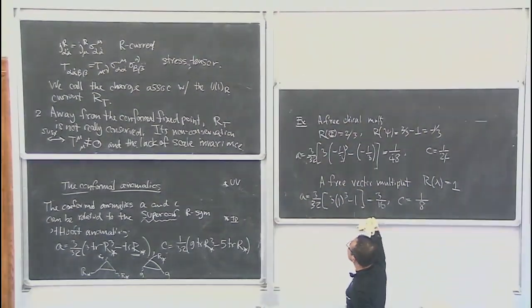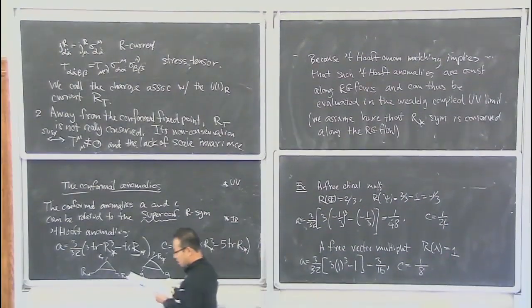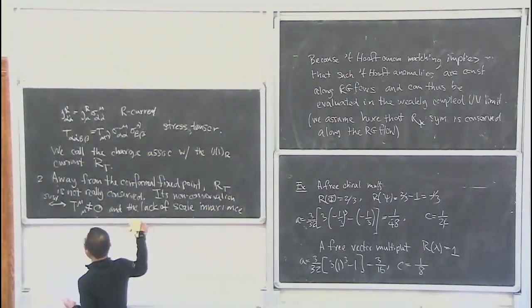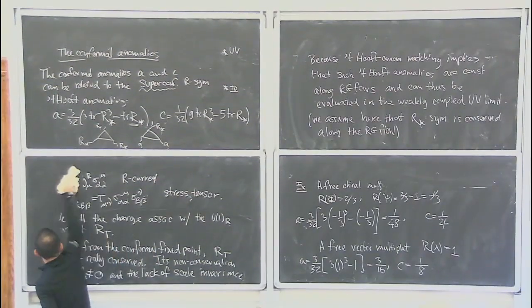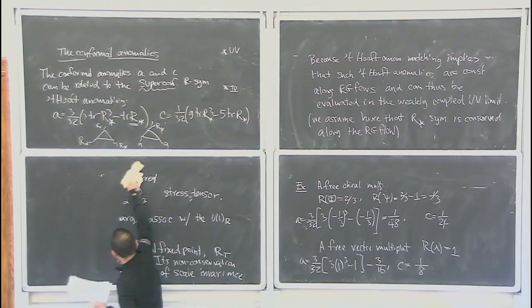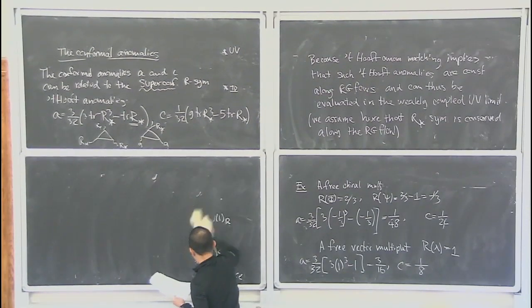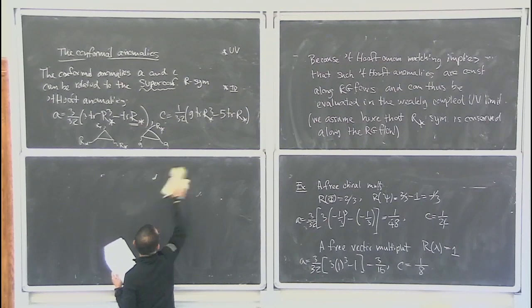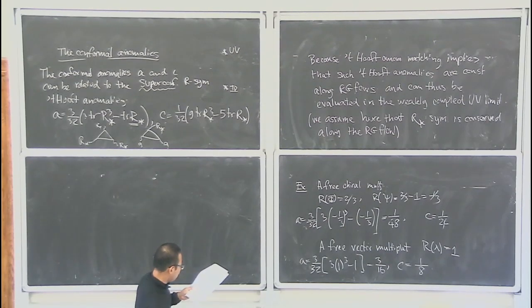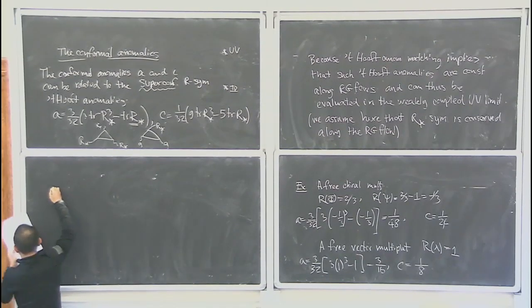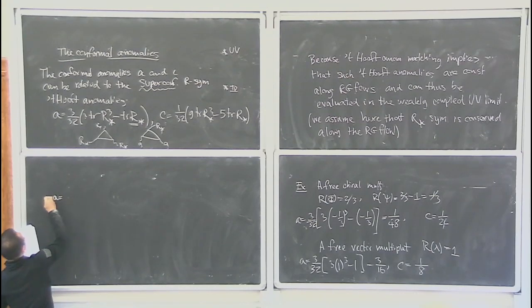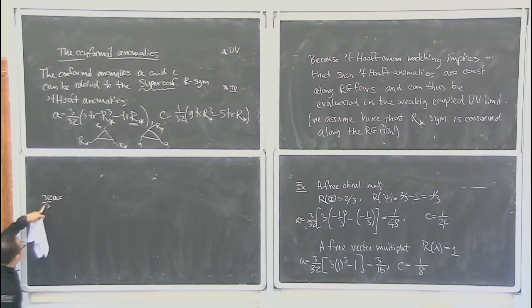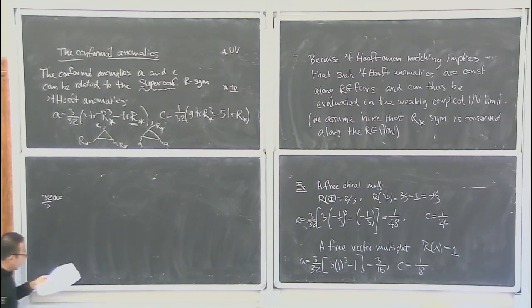So let me leave that board. This you should do as an exercise, okay? It's an anomaly, so it should match. So if I look at this formula, I will compute only A, okay? Let me normalize 32/3 in the front of A.